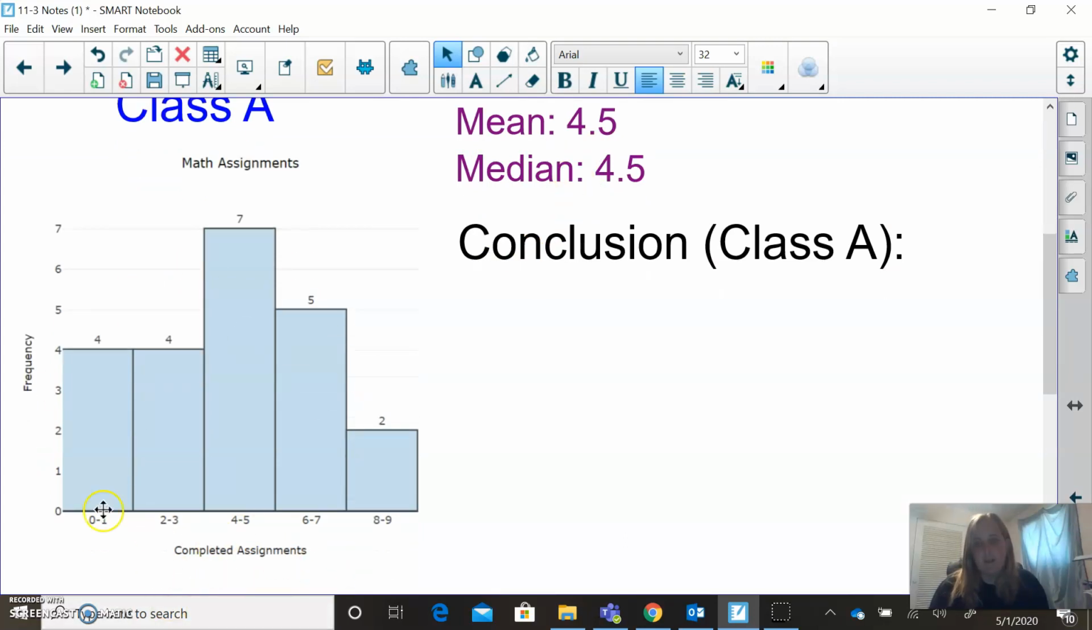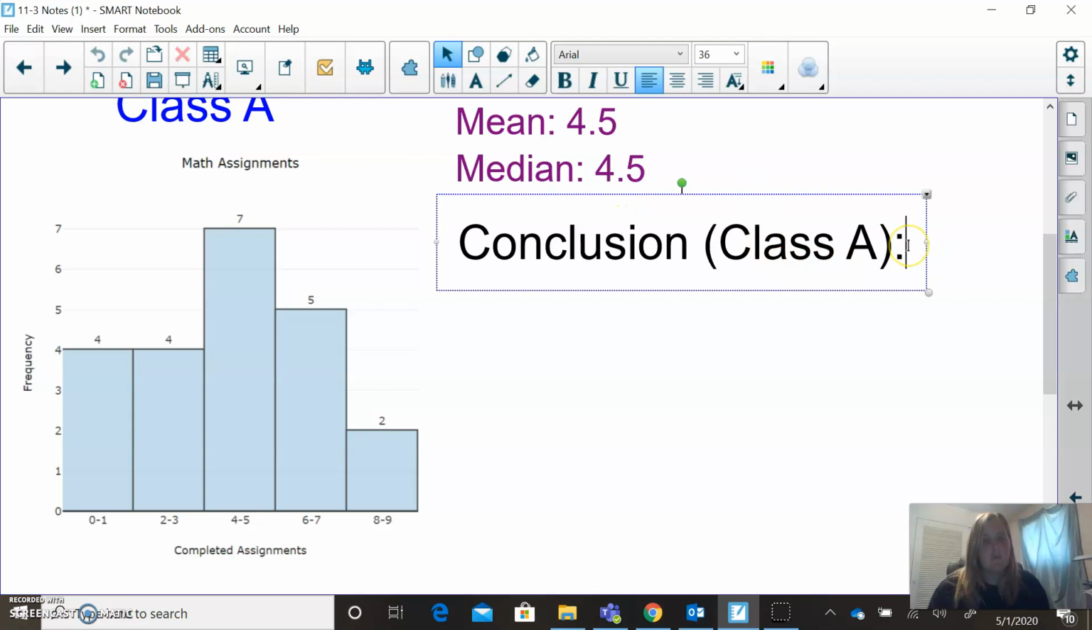So, completed assignments. There's 0 to 1 completed assignments. There's 4 students that did that. 2 to 3 completed assignments, another 4 students. 4 to 5 completed assignments, there's 7 students. 6 to 7 assignments are completed, 5 students have done that. And 8 to 9 assignments, 2 students have done that. So our mean for this data is 4.5 and our median is 4.5.